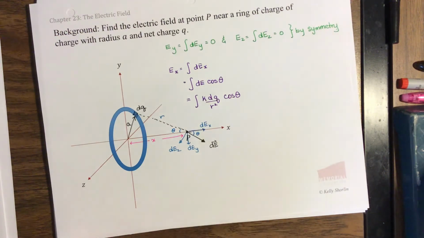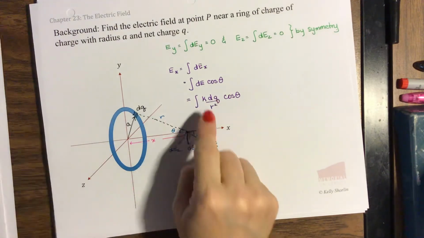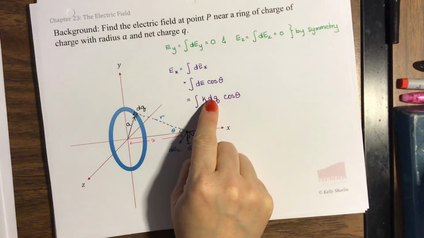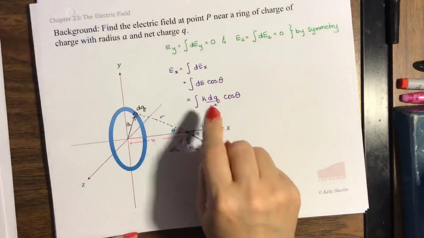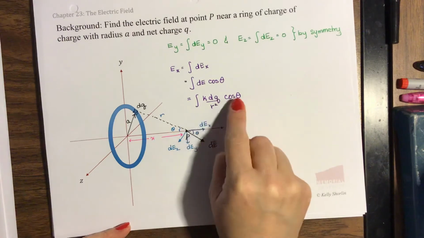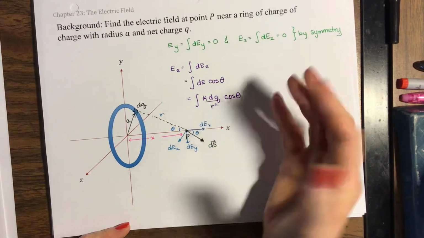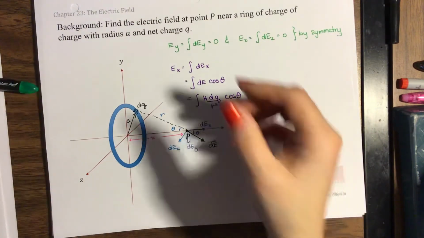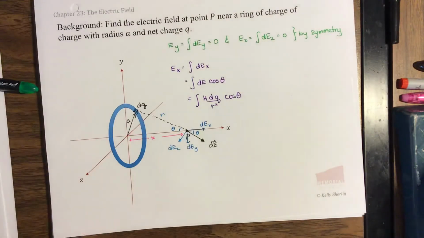Okay, what are we going to fill in for some of these things? Normally we would stick in here that dq is lambda times a length element. Let's not jump to do that just yet. Let's leave it as dq for right now. Let's worry about r. Let's worry about cosine theta. Let's get our constants in front of the integral and then see where we stand.